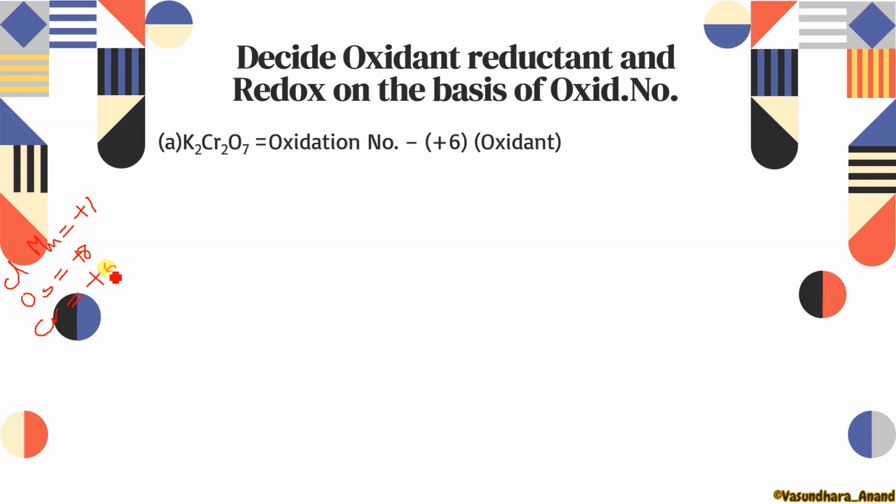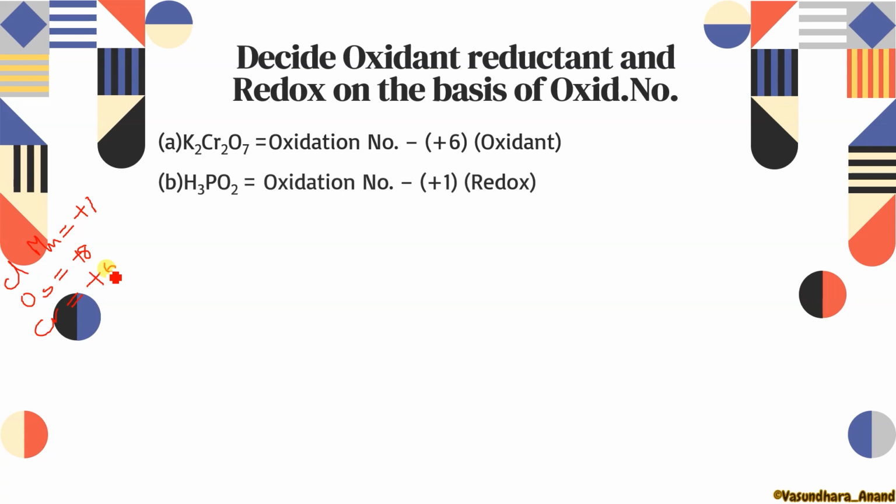In the previous lecture I gave you the trick that if the central atom is present in its maximum oxidation state, it will be called an oxidant. If it is in its minimum, it will be called a reductant, and if it is in between maximum and minimum, it will be redox. What is the use of redox, that we will do today only.